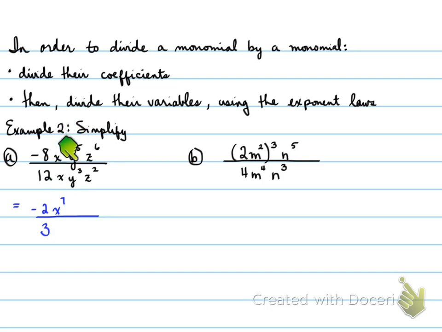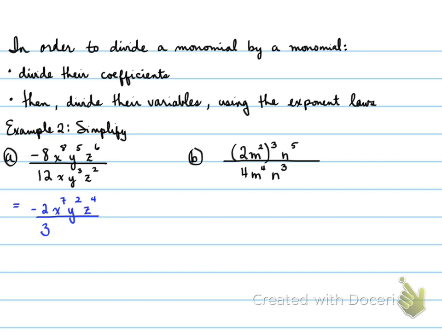Y to the power of 5 over y to the power of 3, that gives us y to the power of 2 on top. There's 5 on the top, 3 on the bottom, so 3 disappear, you're left with 2. Z to the power of 6 divided by z squared, well, we have 6 on top, 2 on the bottom, so 6 minus 2 gives us z to the power of 4. And that's the answer for part A.